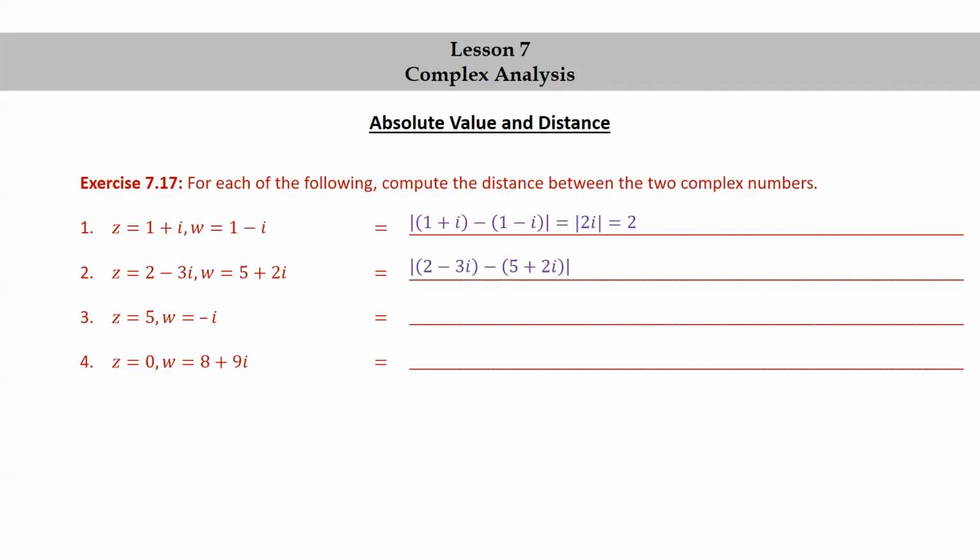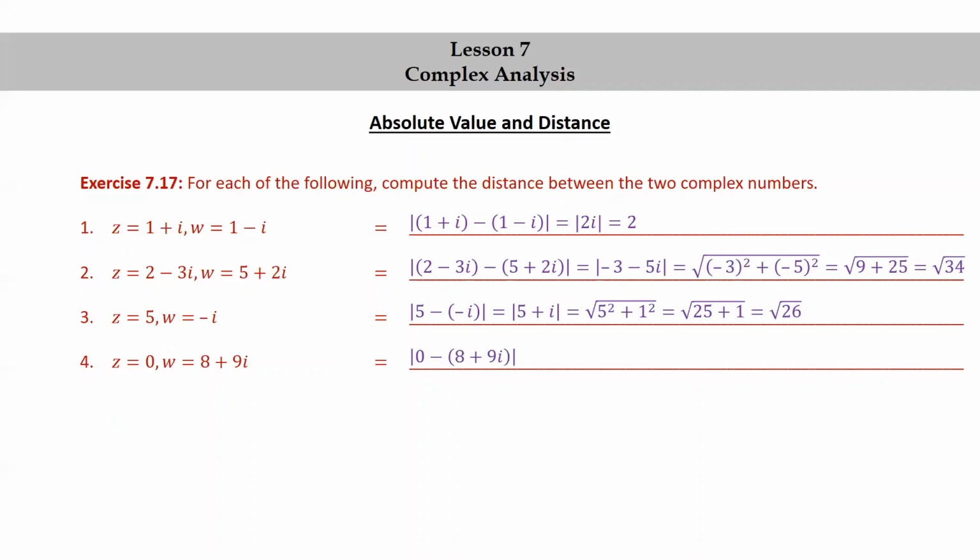z equals 2 minus 3i, w equals 5 plus 2i. The absolute value of 2 minus 3i minus 5 plus 2i is the absolute value of negative 3 minus 5i, which is the square root of the square of negative 3 plus the square of negative 5, which is the square root of 9 plus 25, or root 34. z equals 5, w equals negative i. The absolute value of 5 minus negative i is the absolute value of 5 plus i, which is the square root of 5 squared plus 1 squared, or the square root of 25 plus 1, which is the square root of 26. z equals 0, w equals 8 plus 9i.